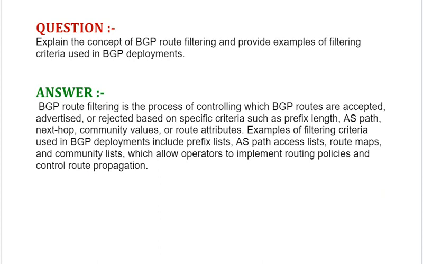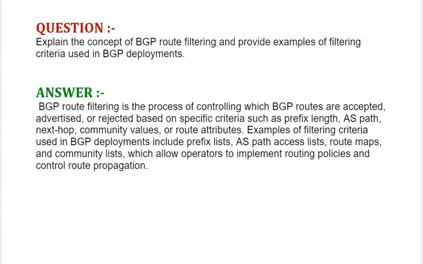Our next interview question is: explain the concept of BGP route filtering and provide examples of filtering criteria used in BGP deployments. Your answer should be: BGP route filtering is the process of controlling which BGP routes are accepted, advertised, or rejected based on specific criteria such as prefix length, AS path, next hop, community values, or route attributes.